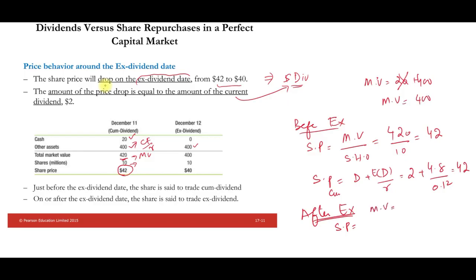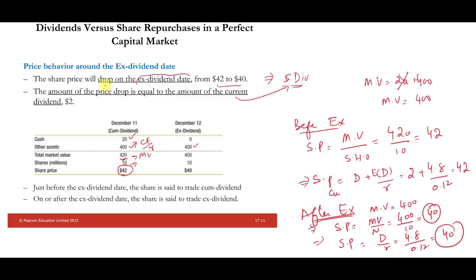So MV is equal to 400. What is the share price? Share price is equal to MV divided by the number of shares, 400 divided by 10. The answer would be 40. Another way, if I follow this formula, it would be the ex-date price P_X equal to D divided by R, where D is equal to 4.8, divided by 0.12. The answer would be 40. So you can calculate it using market value, or you can follow the pricing formula. It means the share price would decrease after the ex-date.